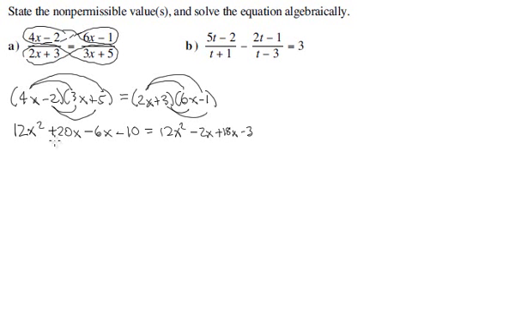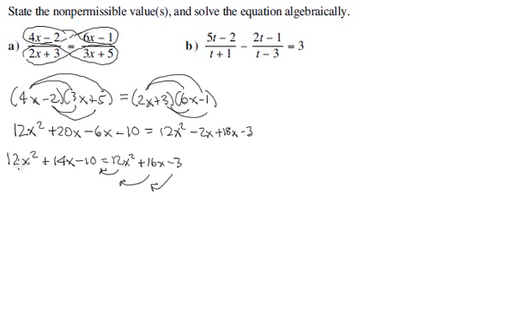Now, I'll combine like terms before we go on. I want to make this smaller as soon as possible because I'm eating into the space I'll have available for B. 12x squared. 20 minus 6 is 14x. Minus 10 equals 12x squared. Minus 2 plus 18 is plus 16x minus 3. That's a little better. Now, we'll take everything over to the left-hand side.